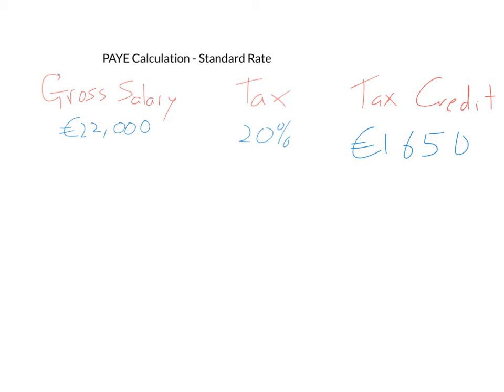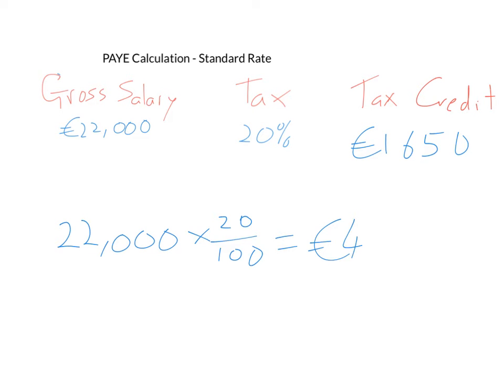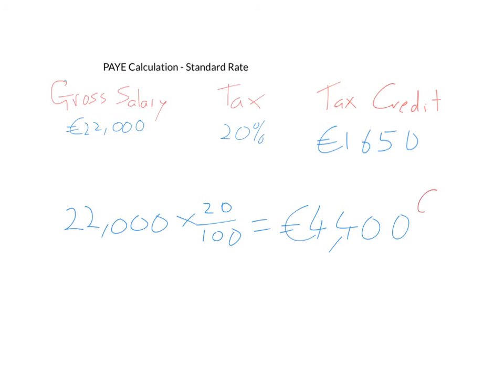So the first thing we do is we're going to go to their gross salary and we'll find out how much tax they have to pay on that. So we'll find 20% of 22,000. This gives us an answer of 4,400 euros. So this is what we would call gross tax. Gross, remember, means the amount before deductions.